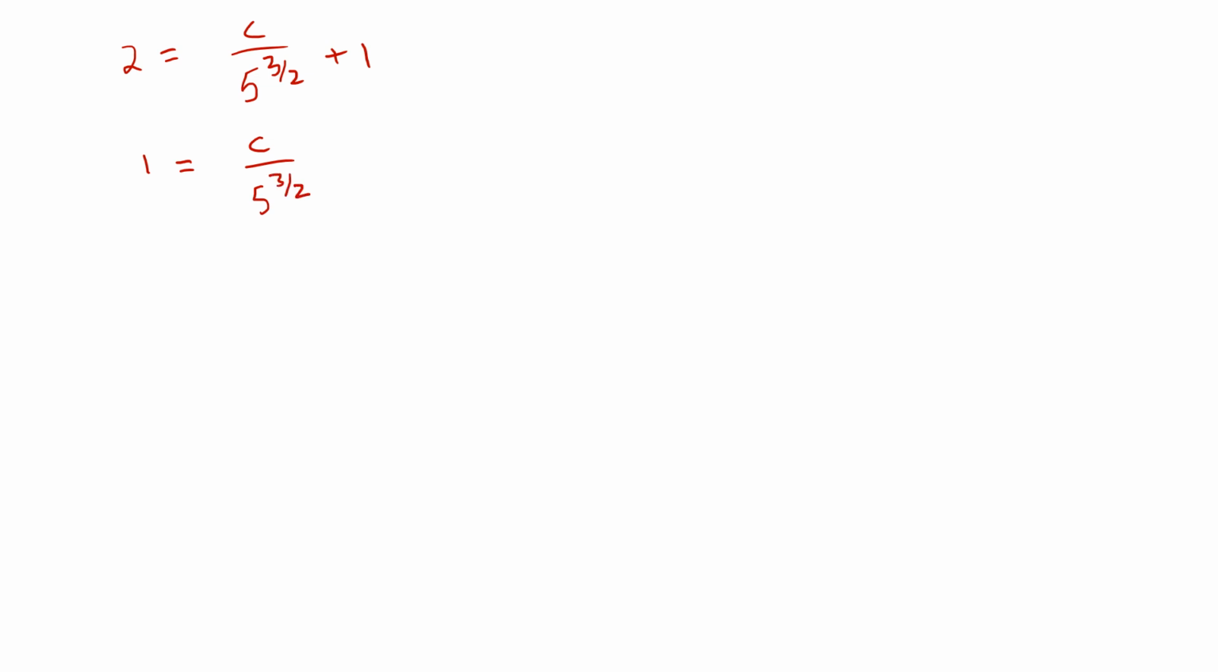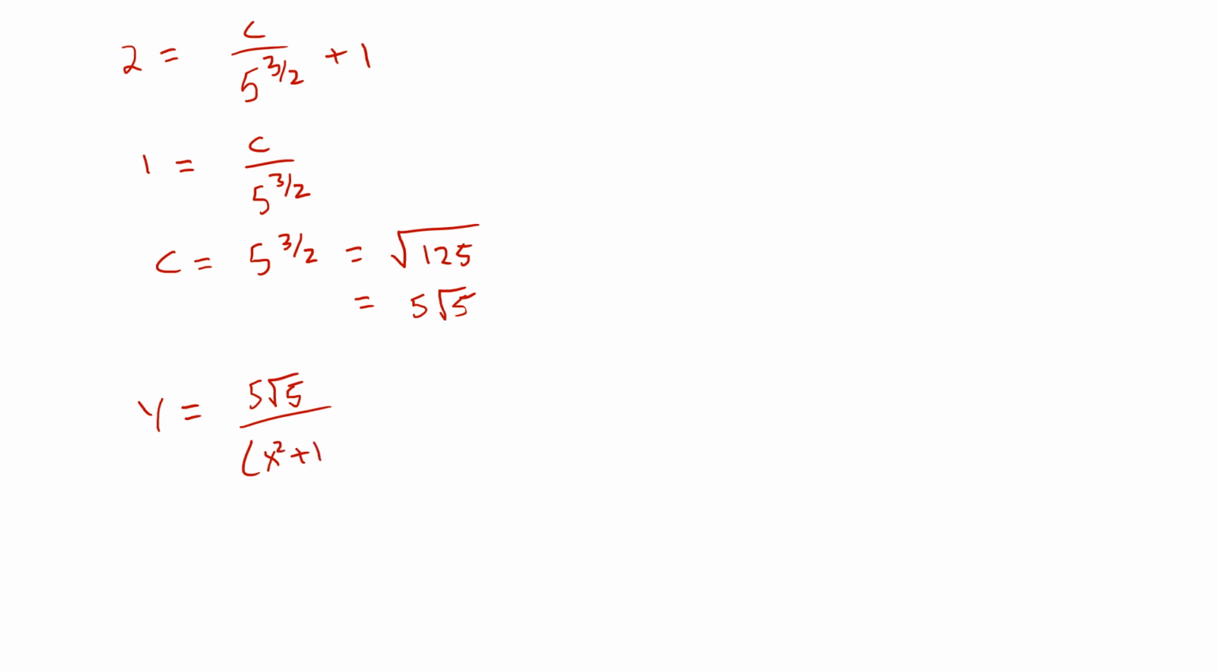So then c will equal 5 to the 3/2, which we simplify to the square root of 125, which equals 5 square root 5. Okay, so substituting that into our general solution, we have y equals 5 square root 5 over x squared plus 1 to the power 3/2 plus 1. And this now is our particular solution.